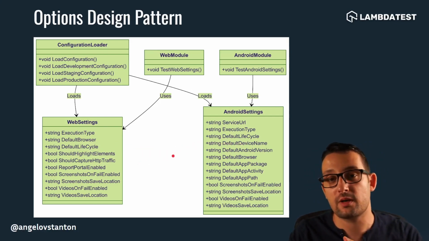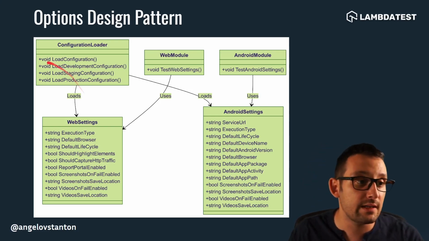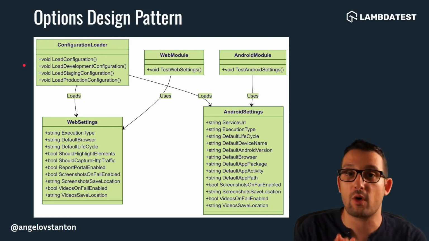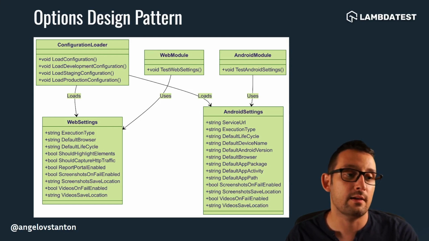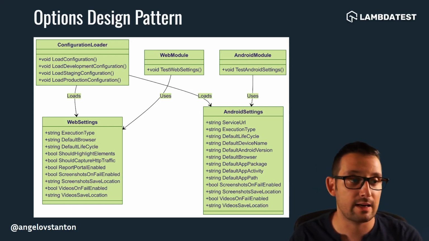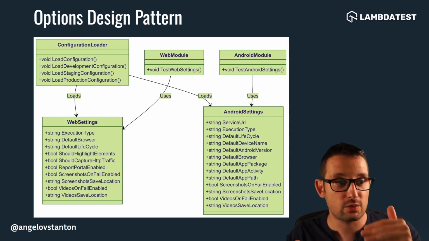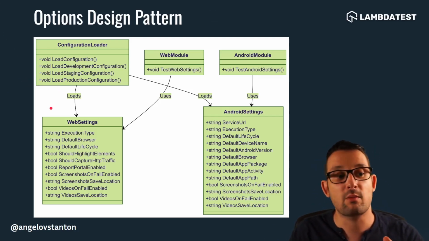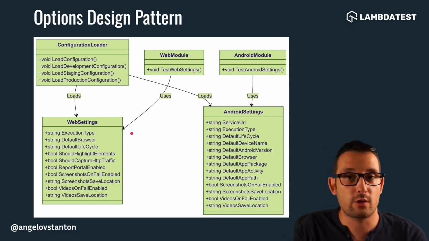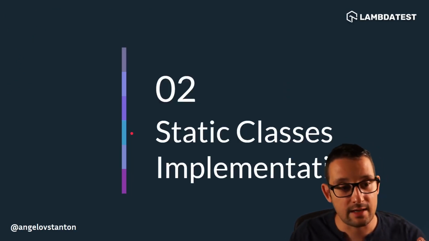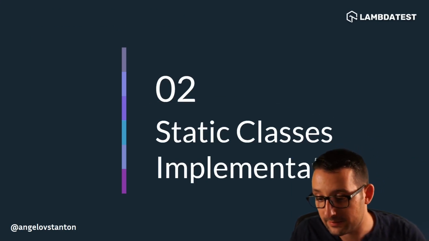However, in order to achieve these different settings for the different environments, we need this class here, configuration loader. It will be responsible to read from an environmental variable or .NET profile. I'm going to explain a little bit later what this is. Through these profiles or environmental variables, we will switch configurations. And these methods here, they will initialize our static classes differently. Later, through this static class, we're going to use our settings. So let's get started and see how we are going to implement this static classes version of the settings.